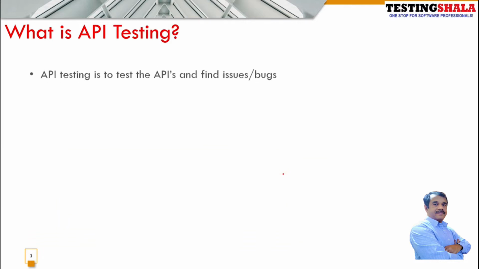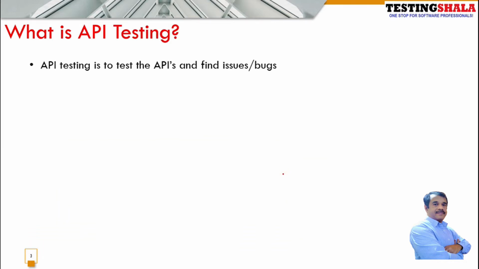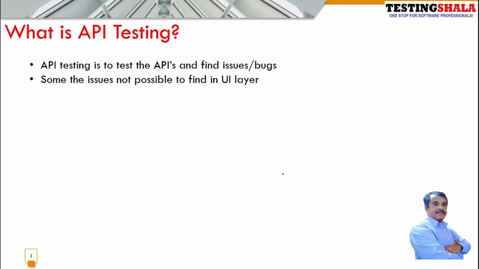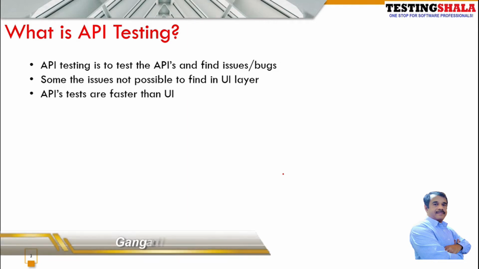Then we will try to understand what is API testing. API testing is all about testing an API to find an issue or a bug. The main job here is to test the API, the application programming interface. Why we really require API testing is because there are some things which we cannot test using the UI layer. Those aspects we will be testing as part of API testing. API testing is normally much faster than UI.